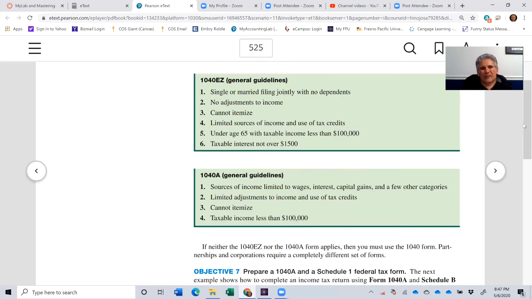I don't know if these even exist anymore, but there used to be, in 2016, a 1040 EZ. I don't use them at all, so I wouldn't know for sure. If you met certain criteria, and here is the criteria list, 1 through 6, it's pretty limited. I mean, most of you students would have qualified at that time to just use the 1040 EZ. No adjustments to income, no itemizing, and your sources are just income and tax credits. You're under age 65, and your income was not more than $100,000.